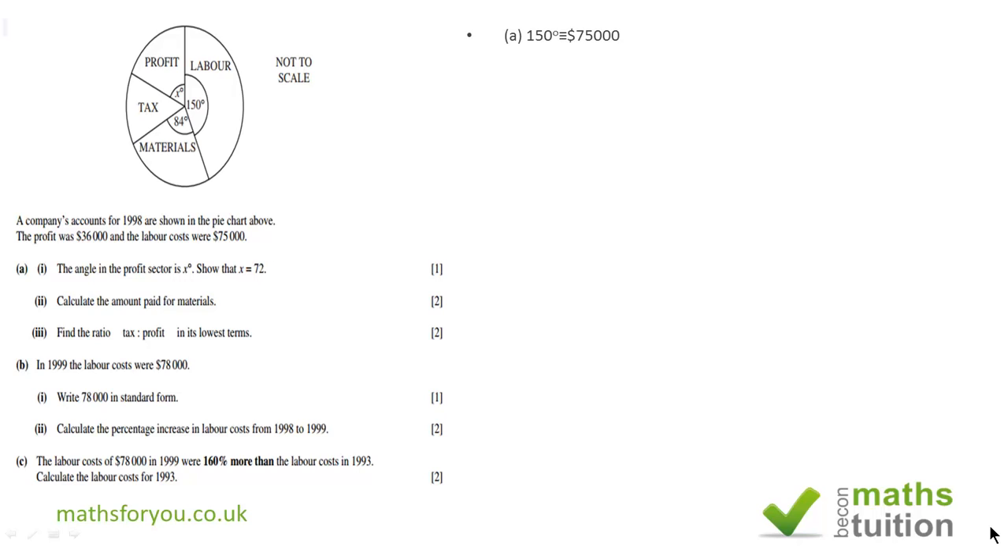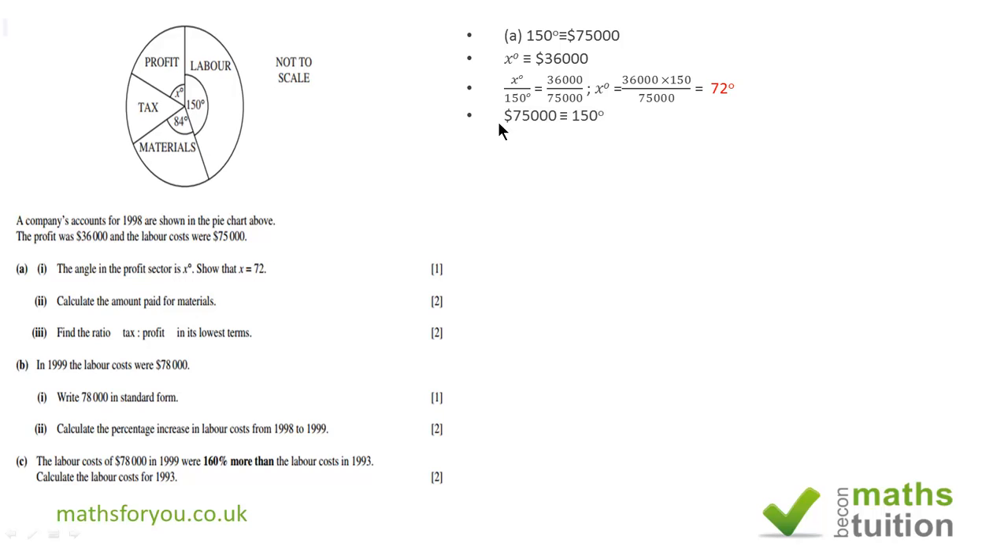So 150 degrees is equivalent to $75,000, and then X degrees is equivalent to $36,000. If we divide X by 150 and 36,000 by 75,000 and then cross multiply, we end up that X is equal to 36,000 times 150 divided by 75,000, and the answer is 72 degrees.